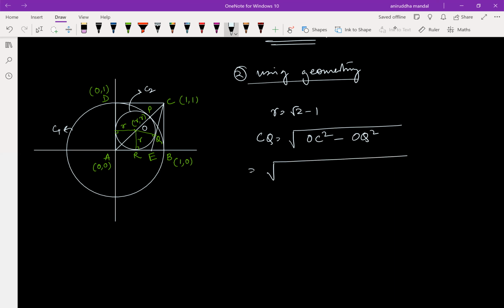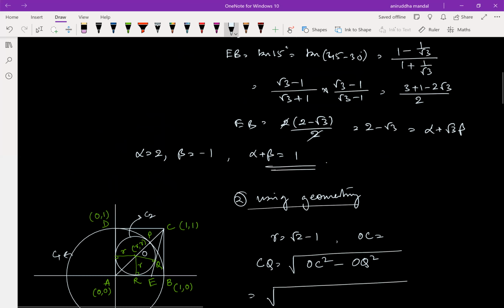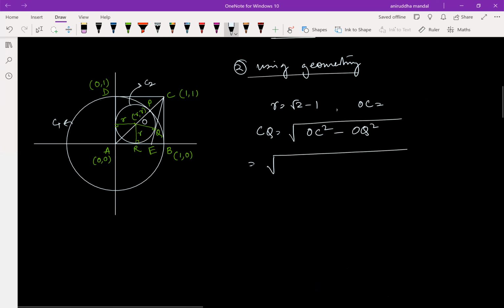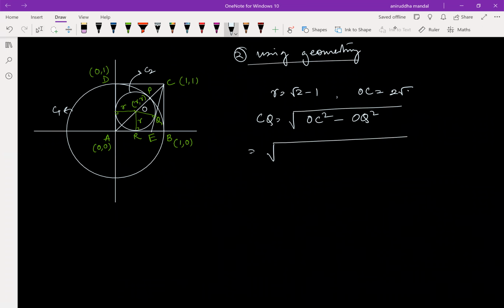So OC, we have also calculated the value of OC as root 2 into root 2 minus 1. So this is 2 into root 2 minus 1. This is OC. So putting the value of OC, this is OC square minus OQ square, where OQ is our radius, root 2 minus 1 whole square. So this can be written as, taking root 2 minus 1 out, 4 minus 1, root 3. So this is the value of CQ.